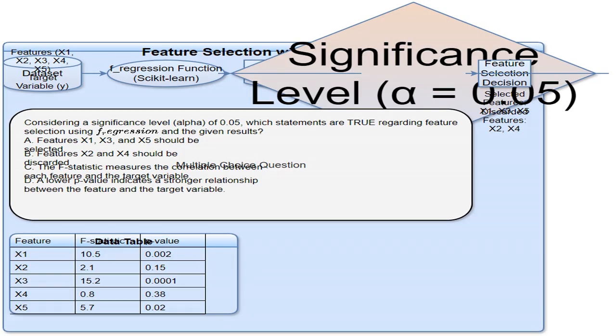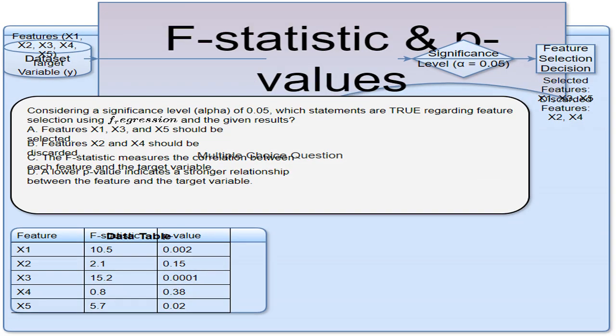I've set my significance level, alpha, to 0.05. This means I'll only consider features with a p-value less than 0.05 as having a statistically significant relationship with the target variable. Think of it like a quality control check, making sure that my findings are not just due to random chance. Based on my chosen significance level of 0.05, I'll select features with a p-value less than 0.05 and discard those with a p-value greater than or equal to 0.05.